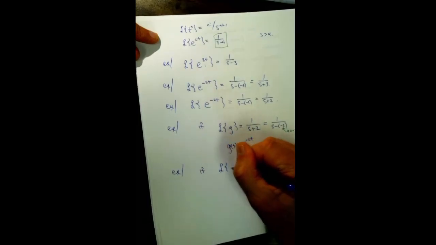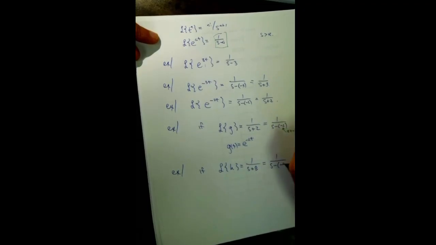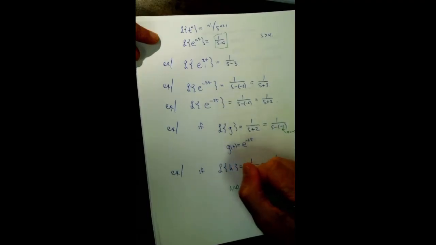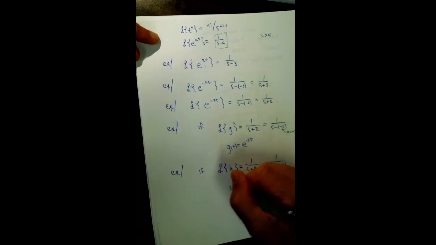So if I know the Laplace transform of h is 1 over s plus 8, I can write this as 1 over s minus a, minus 8, which means now my a is minus 8. So my h of t is going to be e to the minus 8t.